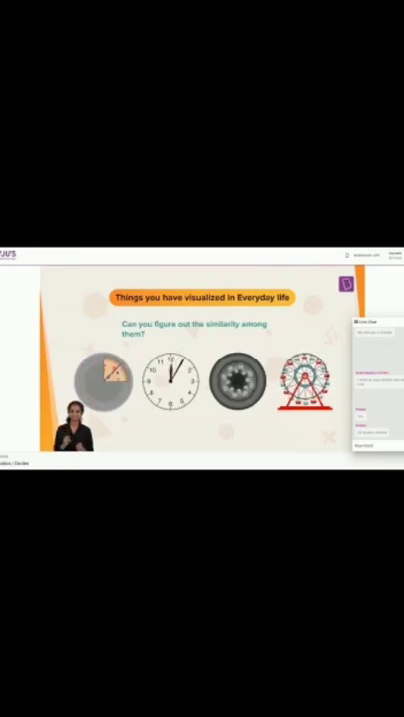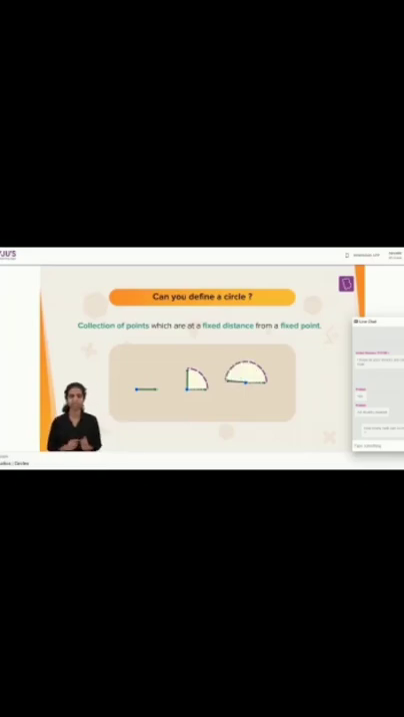Now, what exactly is a circle? This is where we see circles around us, right? This is how a kid will learn about circles. But we should learn about it a little more mathematically, a little more geometrically. So mathematically, how would you define a circle? It is nothing but a collection of points which are at a fixed distance from a fixed point. Okay? It's a collection of points which are at a fixed distance.